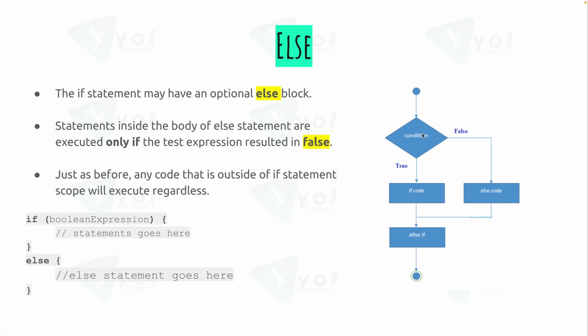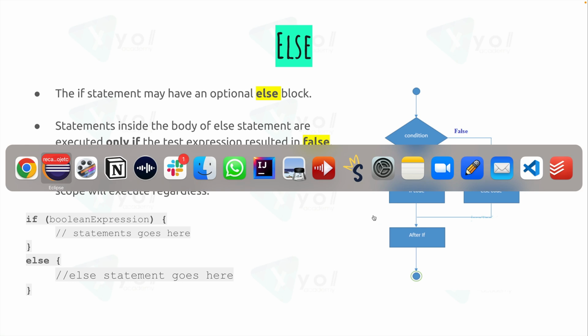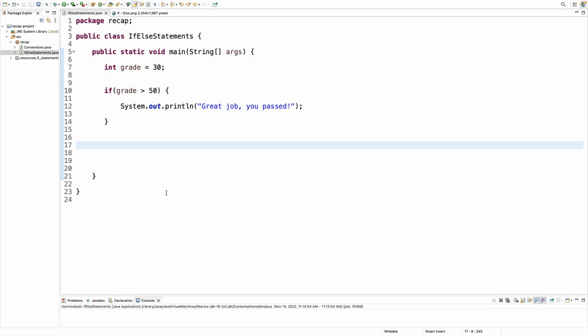Here is going to be the flow. We have the condition. If it's true, we execute the if code and just exit the if statement, and whatever is after it will execute. Or we have the condition that becomes false and we'll execute the else code and then exit the if statement, and whatever is going to be after the if statement will execute. Let's get back to our code and do this practice.